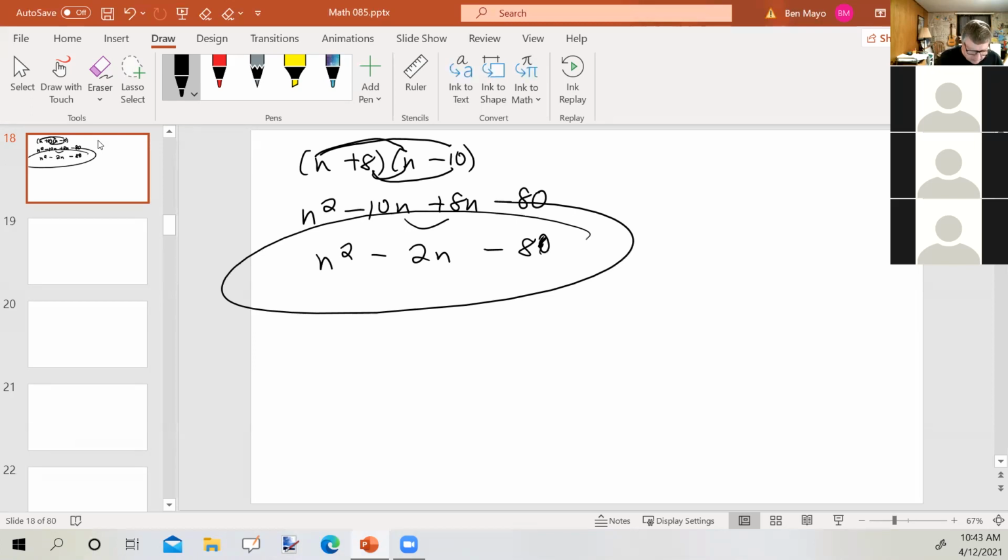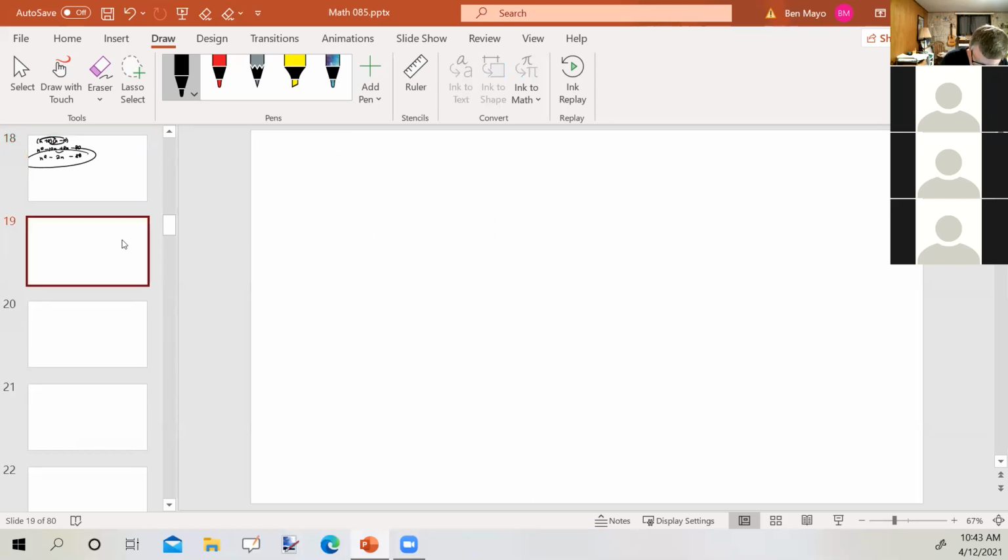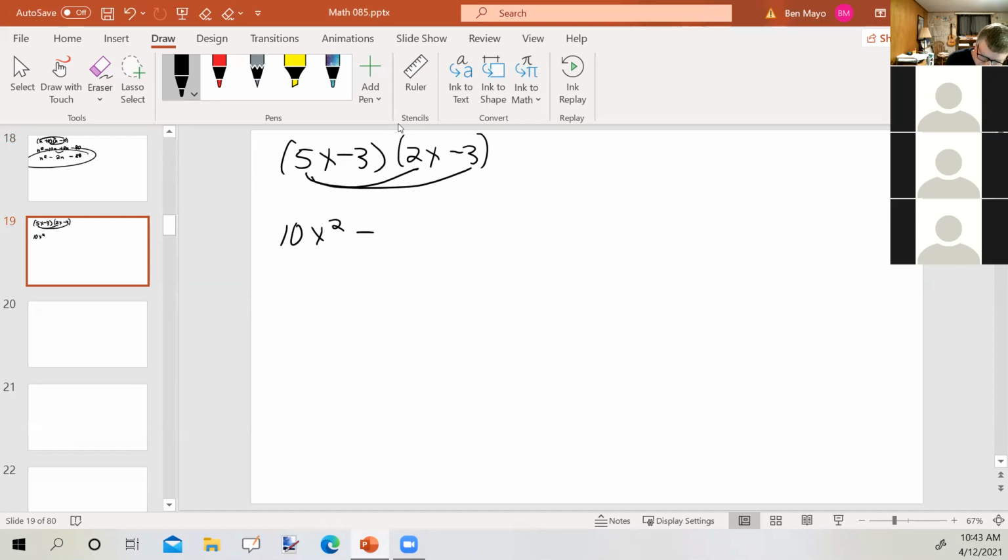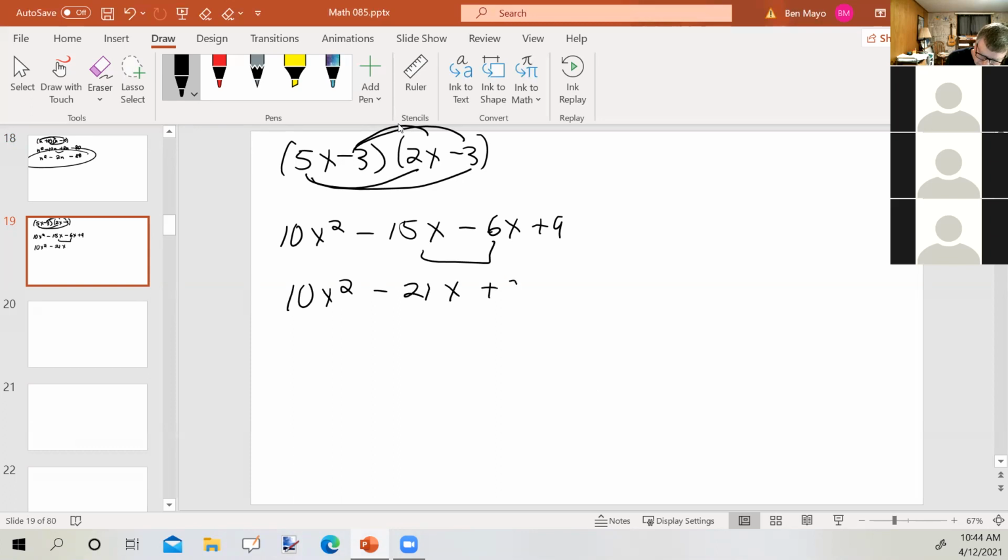All right, let's take another look here. Let's see, how about 5x minus 3 times 2x minus 3. So we get 10x squared minus 15x minus 6x plus 9. Combining like terms, 10x squared minus 21x plus 9. Again, any questions?